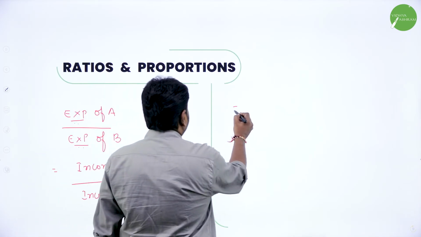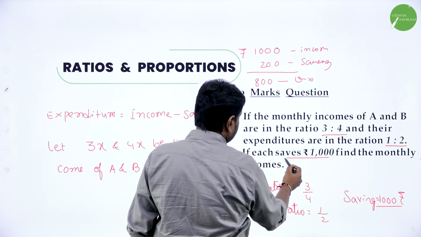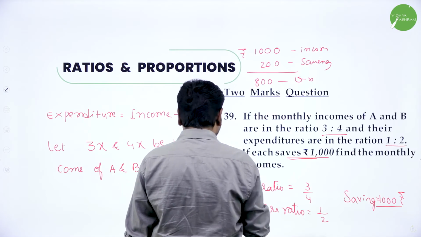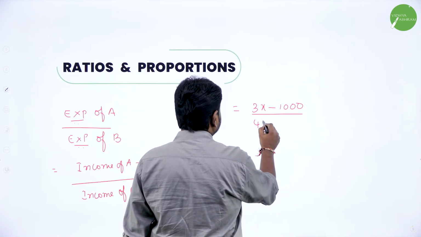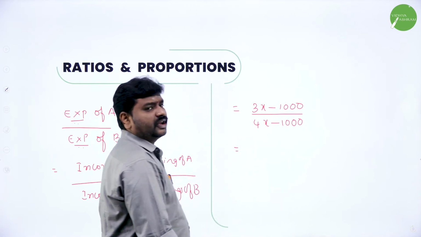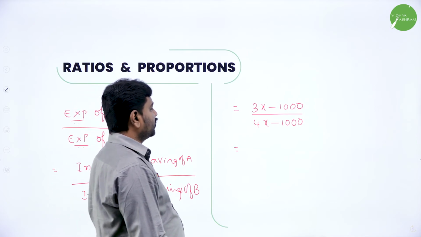So what is the income of A? Income of A we assumed 3x minus what is the saving? Both each save 1000, so it is 3x minus 1000 divided by the income of B, 4x minus 1000, as he is also saving 1000. So simplify this. Now we have 3x minus 1000 by 4x minus 1000.